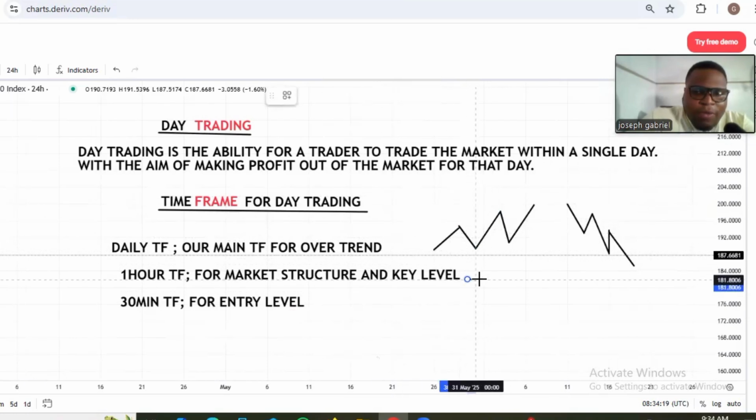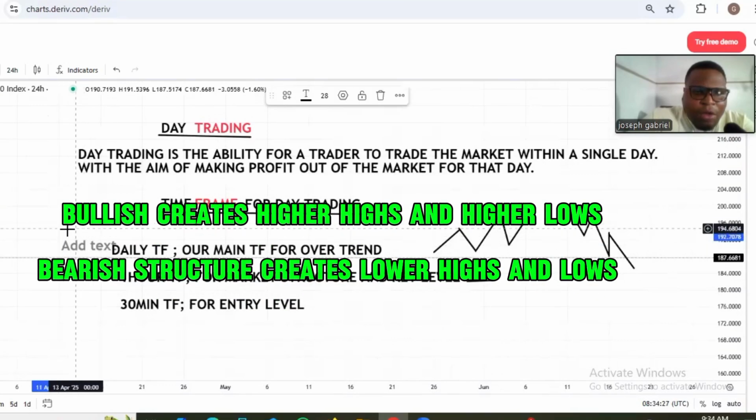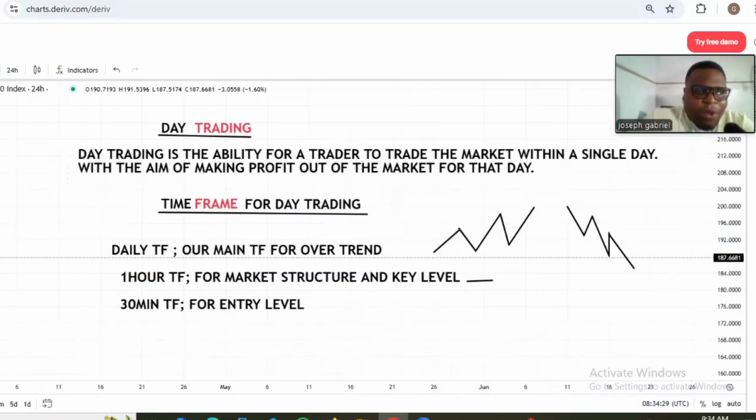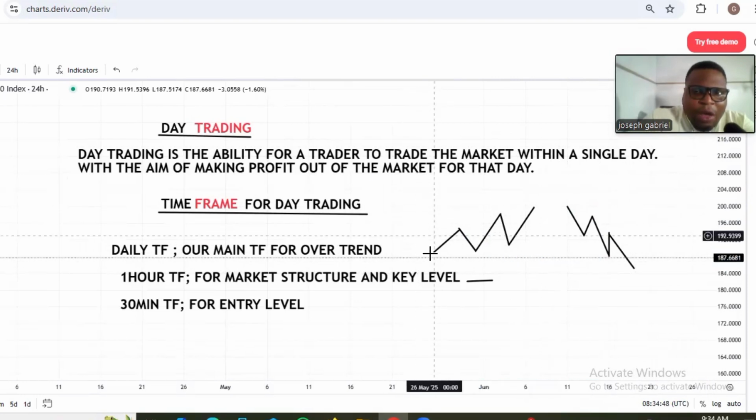So we identify structure by asking whether it is creating a higher high. If you notice, you can see this is a bullish structure here. And this other one is a bearish structure. You can see how price is creating the lower highs and lower lows. So we are going to look at that on our 1 hour time frame.